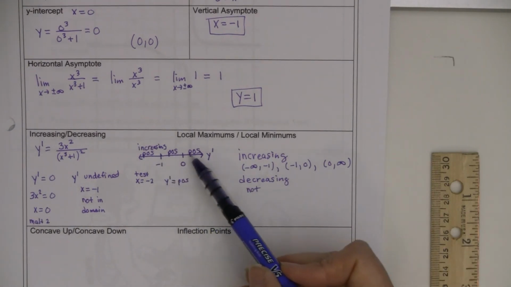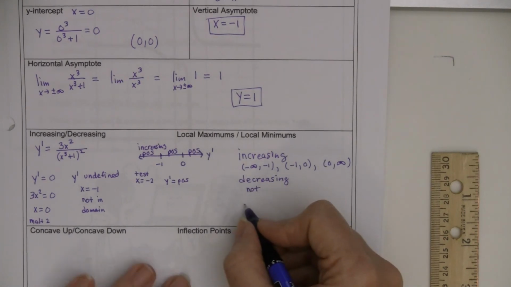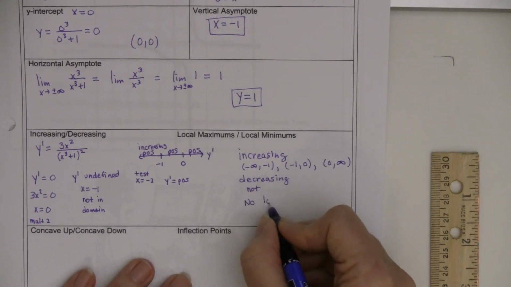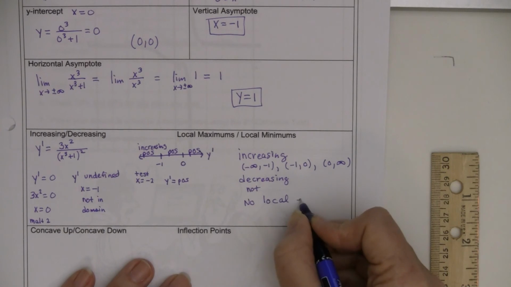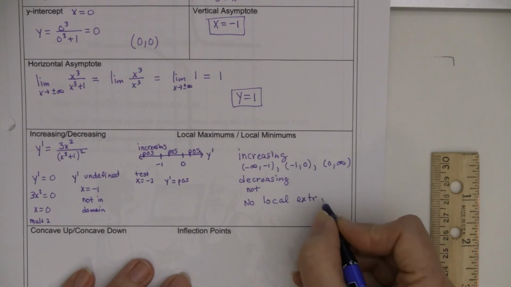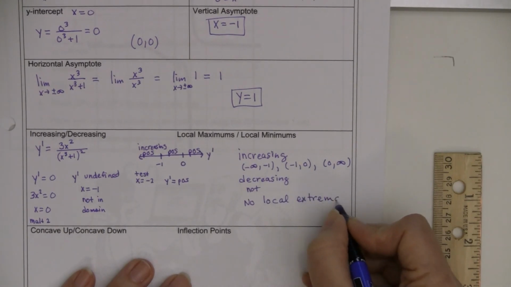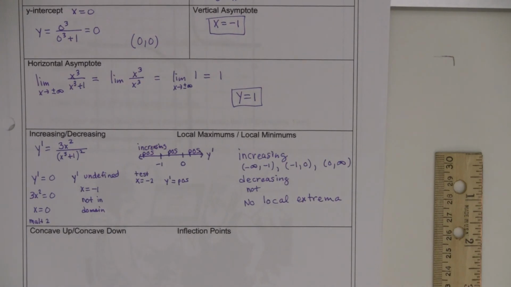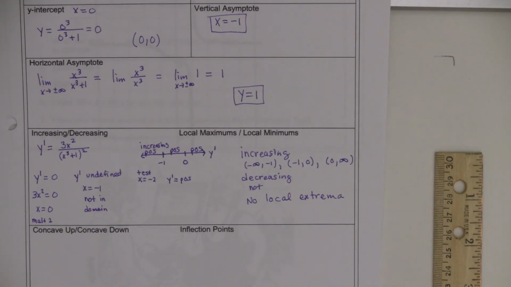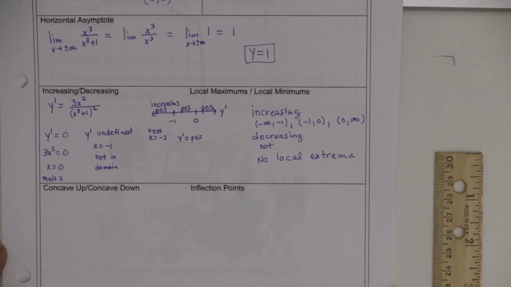But you notice it's increasing always, and so there are no local extreme values. Your book says extrema, and so I'll follow on. So there's no local extrema. And so we did a lovely job on that. It was cool. It was wonderful.